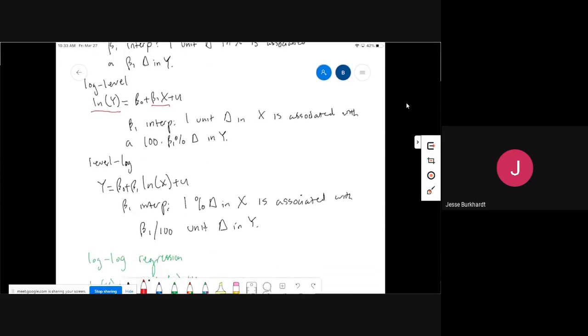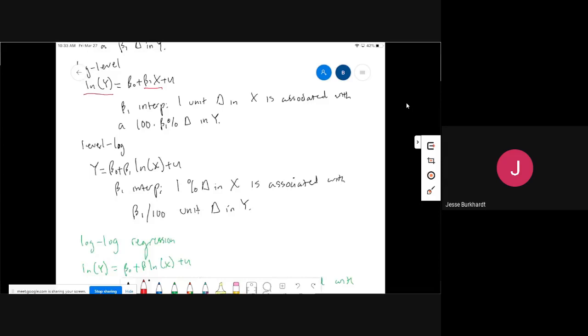How about if we logged the x variable? So now let's go to level log. Level log. If we log the x variable, but we leave the y variable in levels, so we have y regressed on the log of x with our intercept and our slope parameters, beta 0 and beta 1. The interpretation of this is going to be a 1% change in x. So now we have a log of x, so that's a percent change in x.